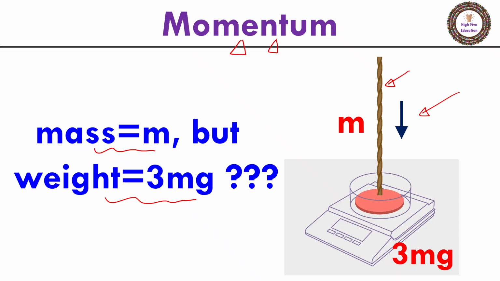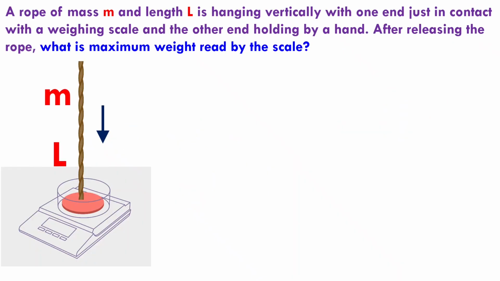Let's discuss it today. So let's frame the question like this. Let's say a rope of mass m and length L is hanging vertically with one end just in contact with the weighing scale and the other end held by hand. This is our experimental setup. The question asks, after releasing the rope, what is the maximum weight read by the scale?